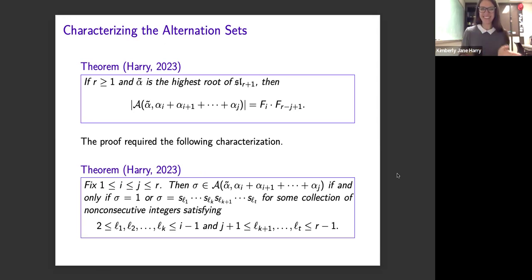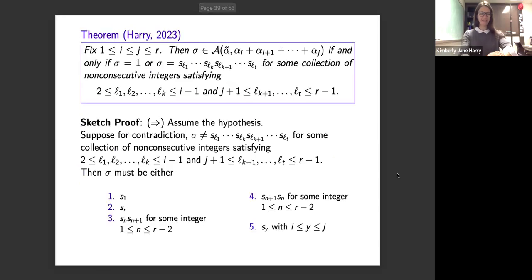So anyways, let's look at this proof. If I'm looking at the proof, I'm going to assume the hypothesis. So I'm going to assume we fix i and j, and we're going to have sigma be in my alternation set. And I want to prove it by contradiction. So I'm saying, what if it's not this way that I'm saying it has to be, these products of s's? What does sigma have to be?